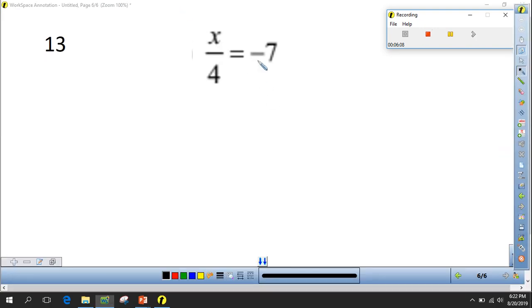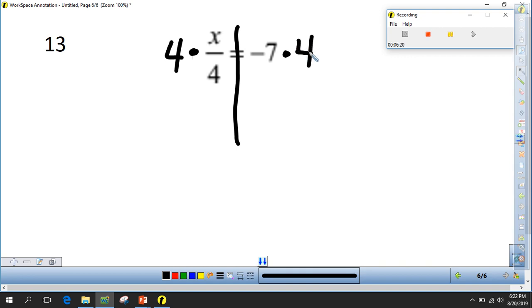X over 4 is equal to -7. Draw my line through my equal sign. X over 4 is division, so to undo division, I multiply. If I do it to one side, I do it to the other. These 4's cancel each other out, leaving me with x equal to a negative times a positive is a negative. 7 times 4 is 28.